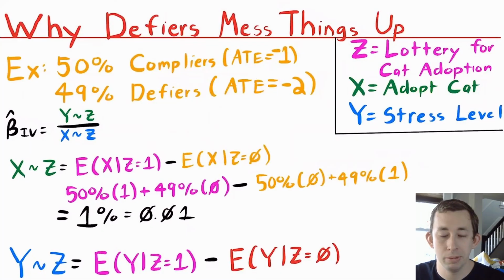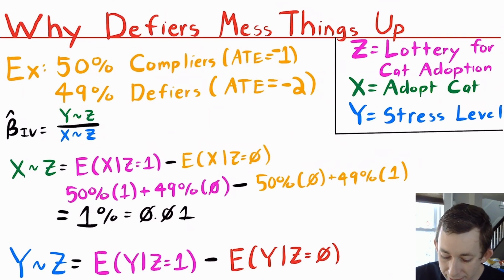In the last video, when we talked about types of people in an IV, we talked about compliers, defiers, always takers, and never takers. At the very end of that video, we saw this example where our Z, or our instrument, was a lottery for whether or not you can adopt a cat. X is whether or not you actually adopt a cat, and Y is your stress level from 0 to 10. And we said in that example that maybe 50% of people in the world are compliers. They have an average treatment effect of adopting a cat of -1. 49% of people in the world are defiers, and they have an average treatment effect of -2.